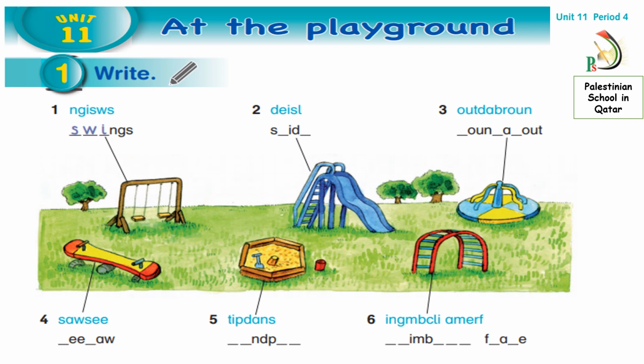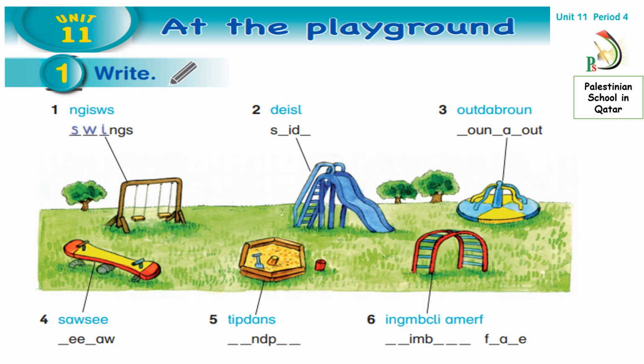Here in this activity, I want you to write the missing letters, okay? Prepare your pencil and please write the missing letters with me. Look at picture number one, the swings, right? The swings, S-W-I-N-G-S, okay? Swings.